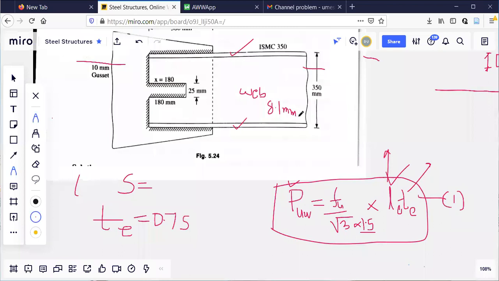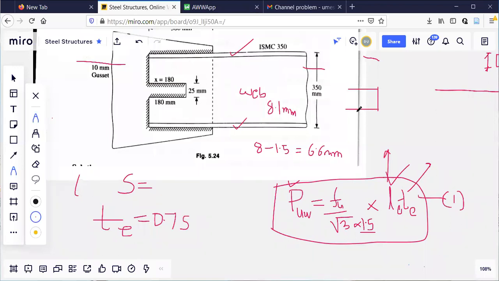So the maximum size of the weld that I can provide as per the code book is the web thickness minus 1.5 mm. I'll show it in the diagram. 1.5 has to be removed in this. How much is it? 6.6 mm. So the maximum permissible size of the weld is equal to web thickness minus 1.5.